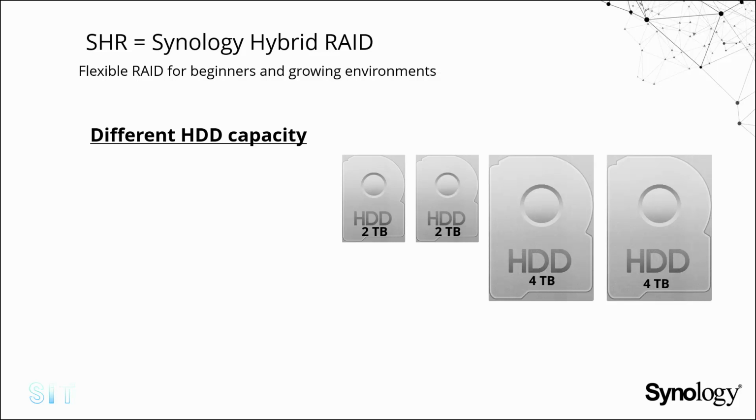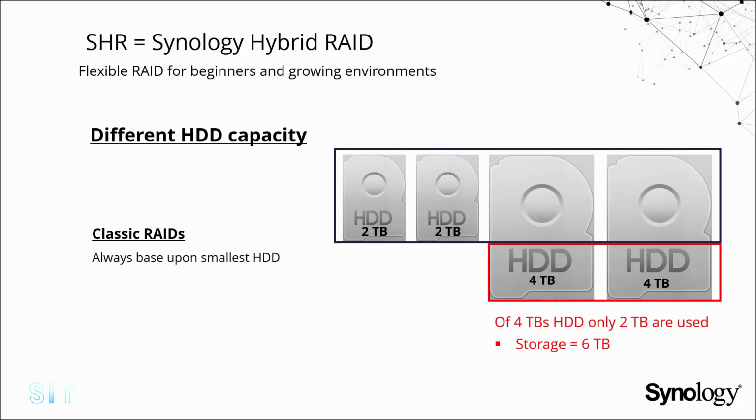An additional advantage of SHR is the handling of HDDs of different sizes. HDDs are getting cheaper and cheaper, and it would be ideal if you could add bigger and cheaper HDDs to your RAID after 2 years. However, classic RAIDs such as RAID 1, 5, or 6 are always based on the smallest hard disk in the volume. If, for example, a 2 terabyte HDD is already in the volume, the RAID cannot use the additional capacity of a 4 terabyte HDD and would only use 2 terabytes of those 4 terabytes.